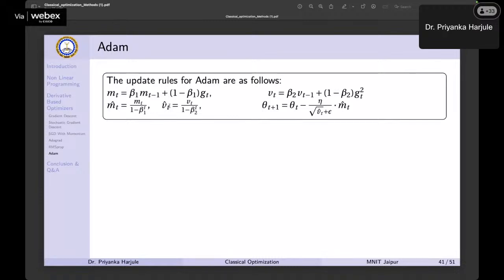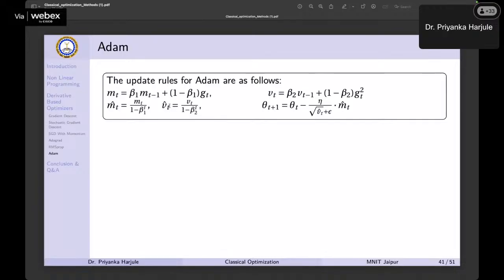Why are these important? Because initially m_0 and v_0 are equal to 0. So early values of m_t and v_t are biased towards 0. This bias gets smaller as t increases, as you increase the number of iterations, but it is problematic at the beginning of the training.